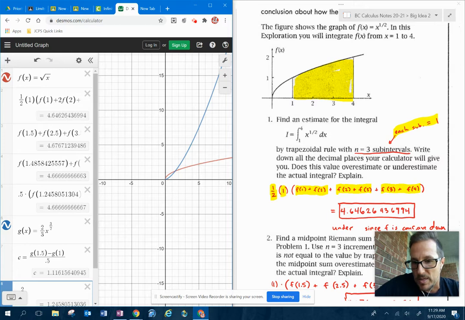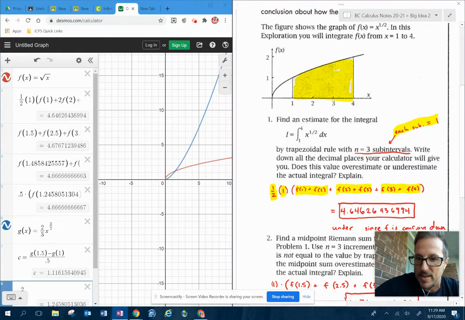I get 4.64626436994. Okay, that's good. Now, that is an underestimate because the curve of square root of x is concave down. All right, so we know that's too small. We're going to do something else.